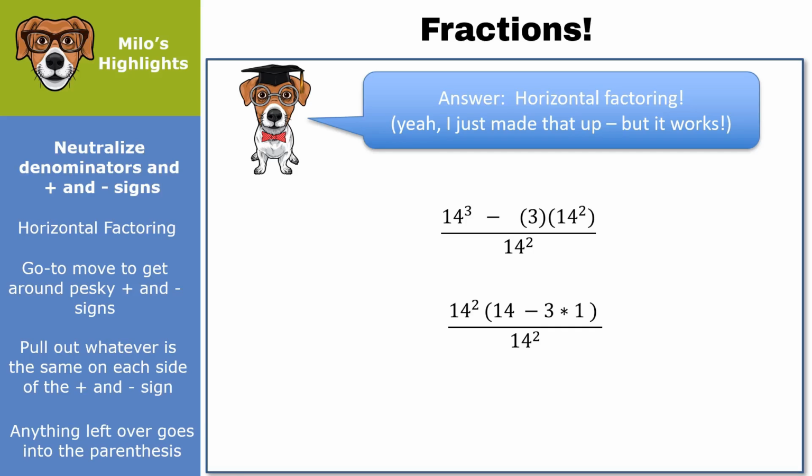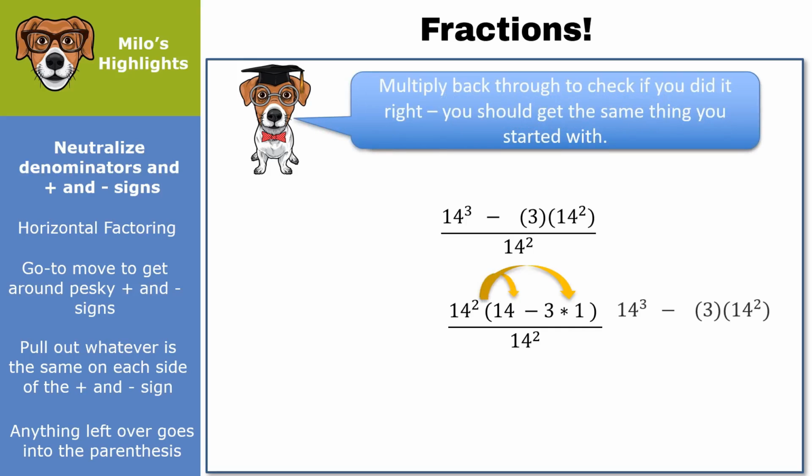Now, to make sure that you did it right, you know what? We should be able to multiply that 14 squared back through the parentheses and get back to where we started. After all, we don't want to change the value of anything. We just want to rearrange things so we can cross stuff off. So let's see if that works. Yep, it does. We're back to 14 cubed minus 3 times 14 squared.